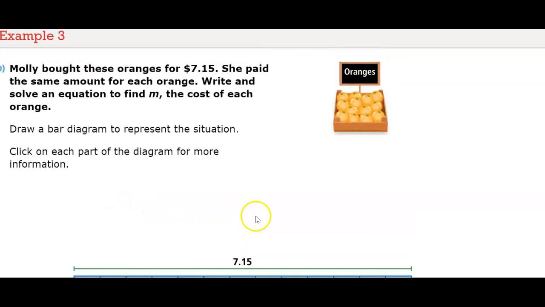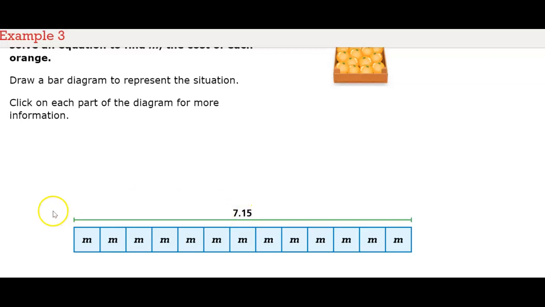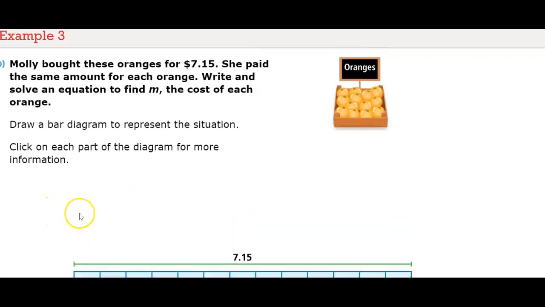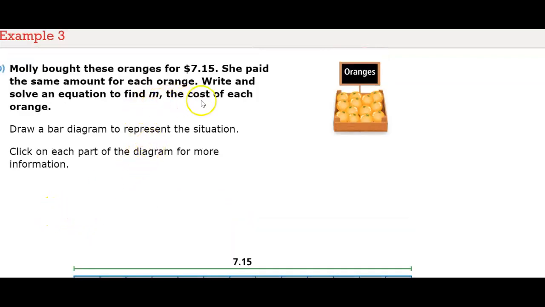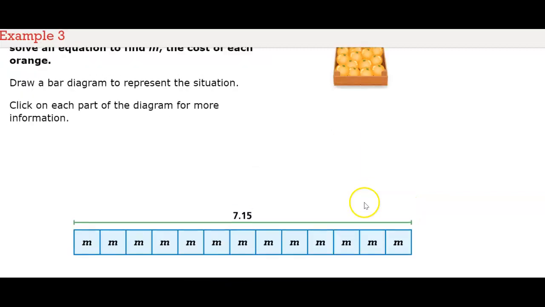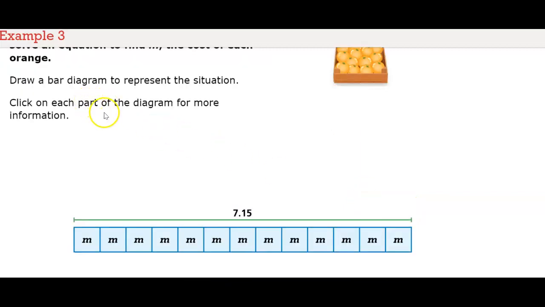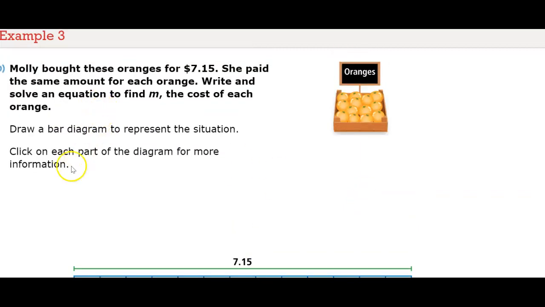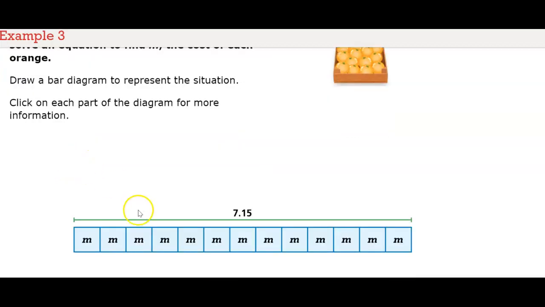The $7.15 is the amount that she paid for all of the oranges. The M tells us the cost of each orange. So each one of these oranges, we don't know the cost yet. So that's what's on the bar diagram. And it says click on each part for more information. So this, the cost of each orange. So we click on any one of those. That's what it says. Here is the total cost.